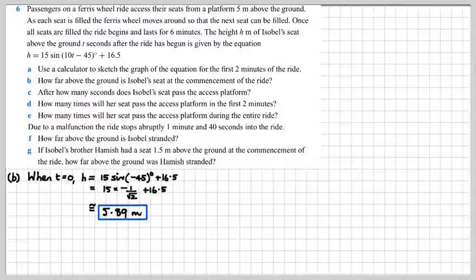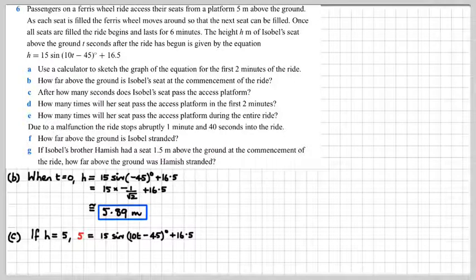Let's see what C is. After how many seconds does Isabel's seat pass the access platform? Well, the access platform was at a height of 5, wasn't it? So we probably need to do that. It's a little bit difficult to work this out. You could get many different solutions for that unless you restrict the domain, because sine functions cycle on forever if you don't have some specificity in the solution.